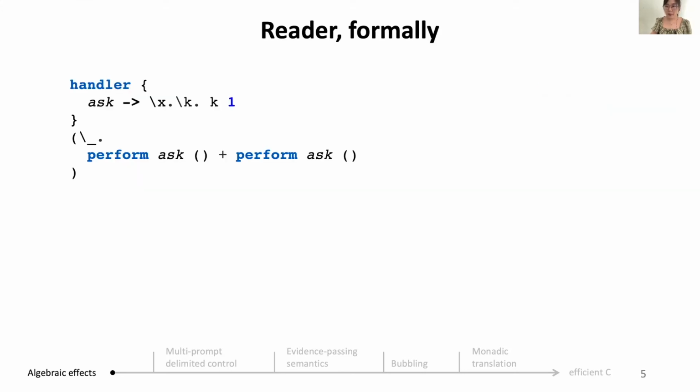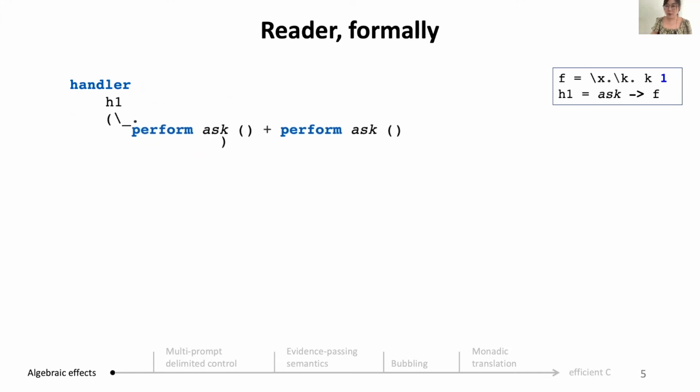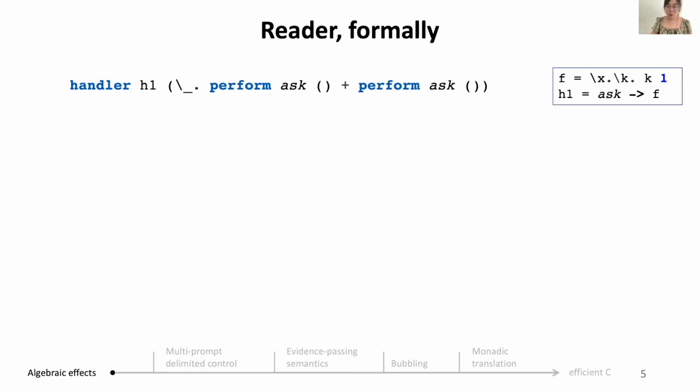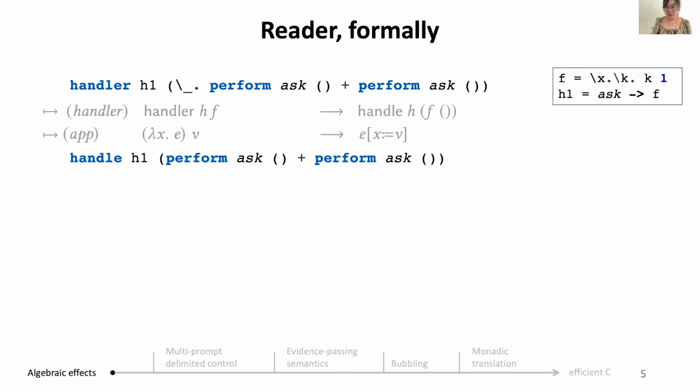but this time through the operational semantics. First, we put the definition of the handler on the top right and fit the program into one line. When we evaluate the expression according to handler, we are going to execute the computation. And by app, we just substitute the unit away and get a handle expression.